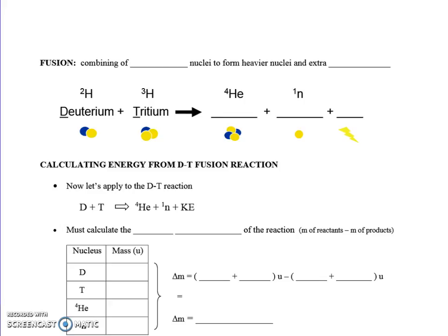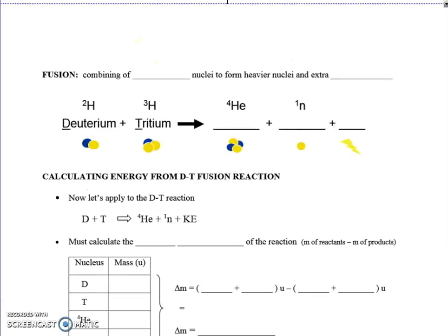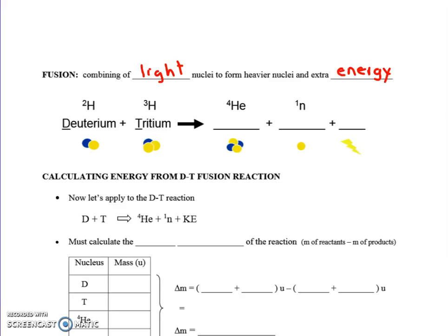Fission and fusion are opposite reactions. One is to combine light things to make the heavier nuclei, and the other is the reverse. Take heavy nuclei and split them into lighter nuclei. So let's take fusion, which I believe is a little easier to understand conceptually. It's a combining of light nuclei to form heavier nuclei, and why we're interested in this, it gives us extra energy.